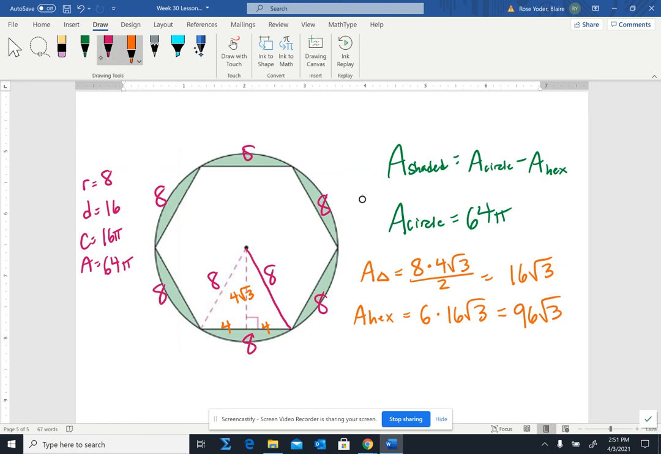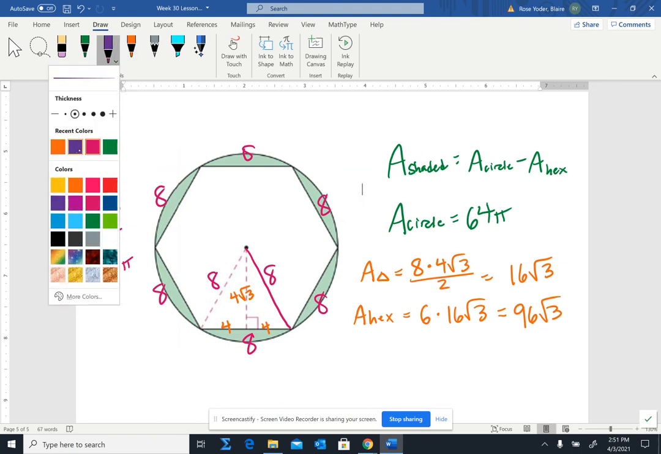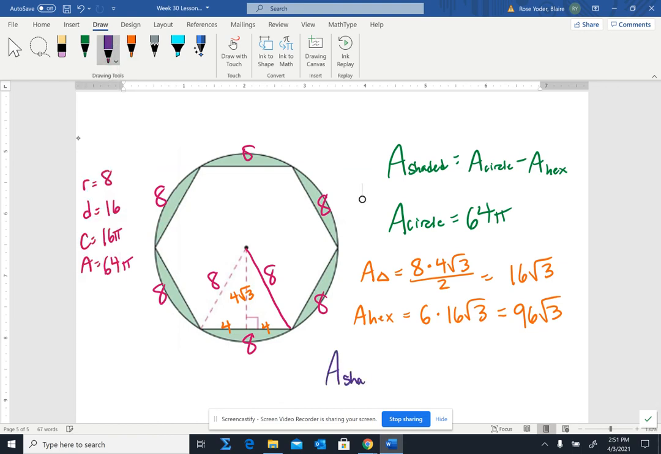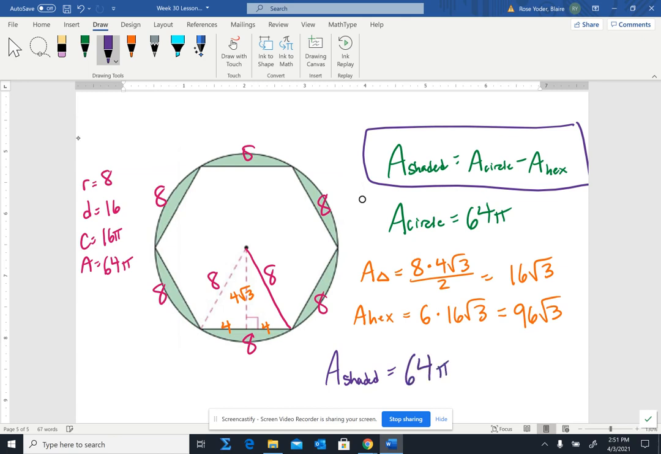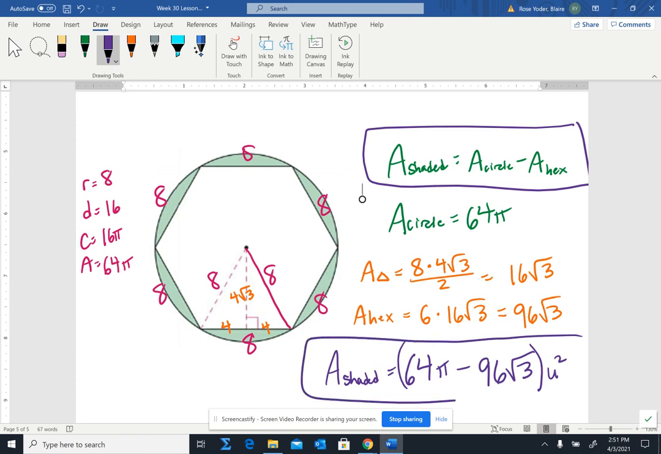So for the shaded region, I look up at the rule that I made for myself earlier. I said I was going to do the circle area, that's 64 pi, and then I was going to subtract the hexagon area, 96 root 3. And then a lot of times people panic, like, wait, 64 minus 96, that's going to give me a negative number. But it's 64 pi, so it's a lot bigger than 64. But type it in a calculator and make sure that it doesn't give you a negative answer, because if it does, then you know that you did something backwards.